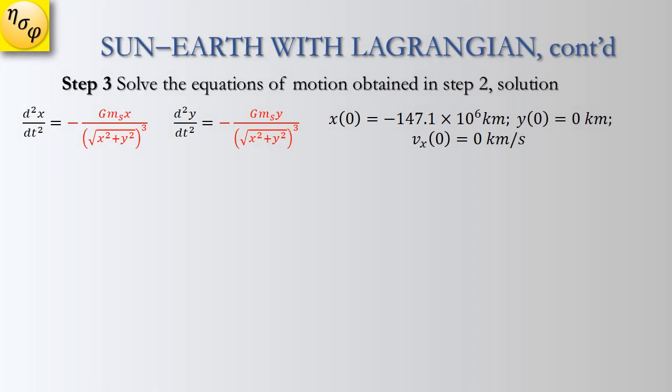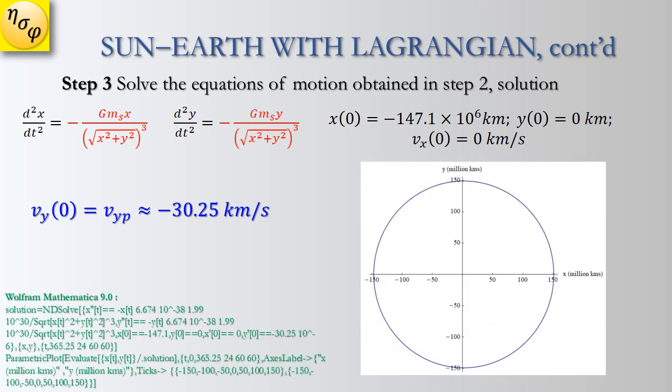Now we are equipped with d2x over dt squared, d2y over dt squared, x0, y0, and Vx at t equals 0. Using computational technique, I found that Vy to be around negative 30.25 kilometers per second, for us to reproduce the observation, which are the perihelion of 147.1 million kilometers and the aphelion of 152.1 million kilometers.